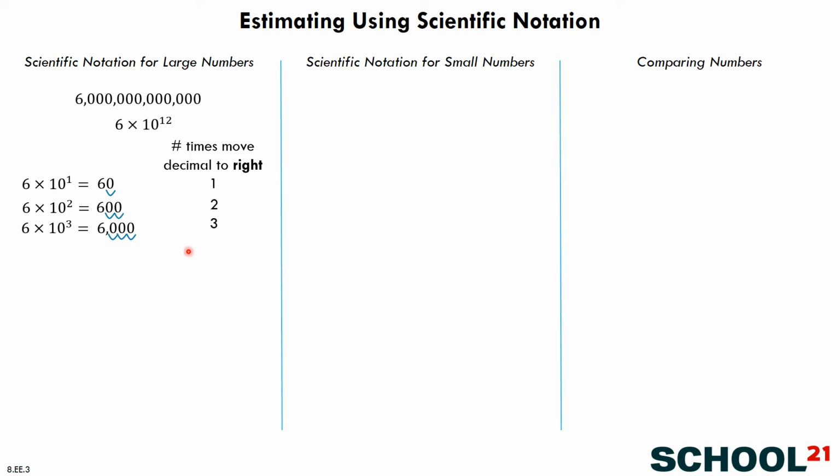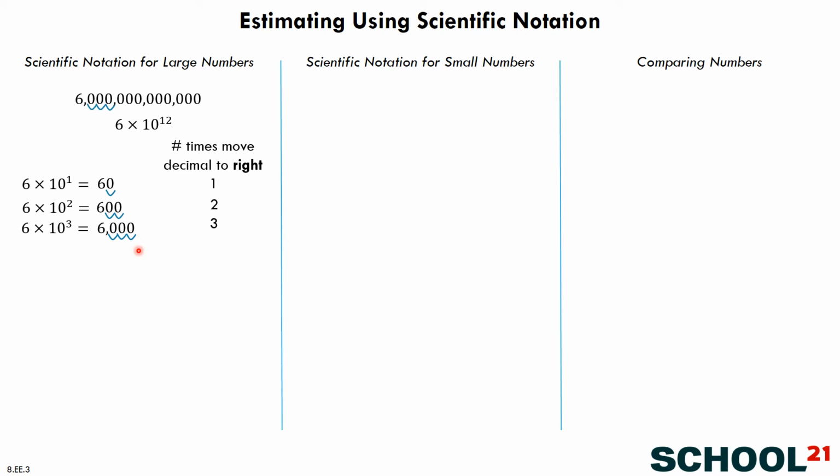Now, if you notice, the number of times that it moves is the same as the power of 10. So it's 1, 1, 2, 2, 3, 3. So that's what you can understand, that scientific notation, when you're talking about big numbers and positive exponents here, it moves the decimal place to the right, the same number as the exponent of the 10. So it makes it really easy for you to understand what that number will be.